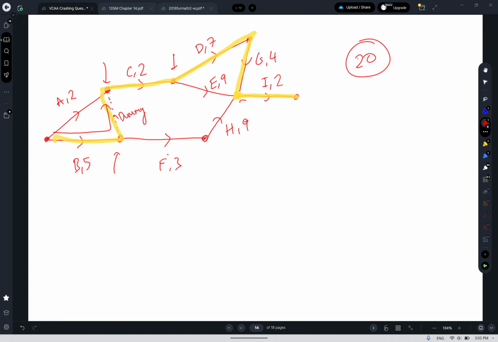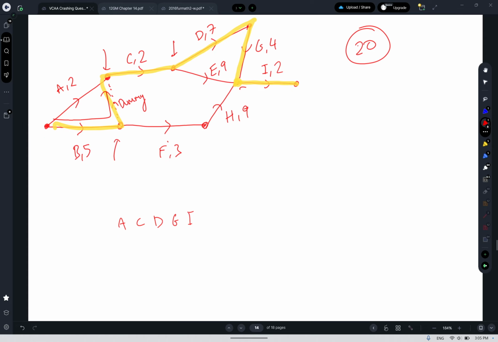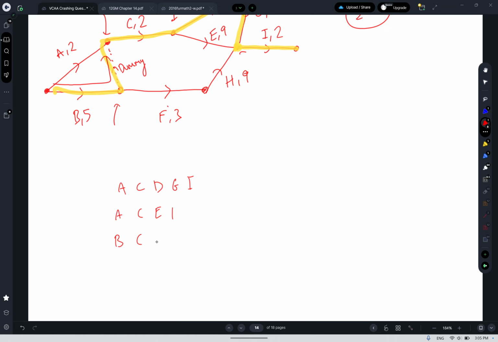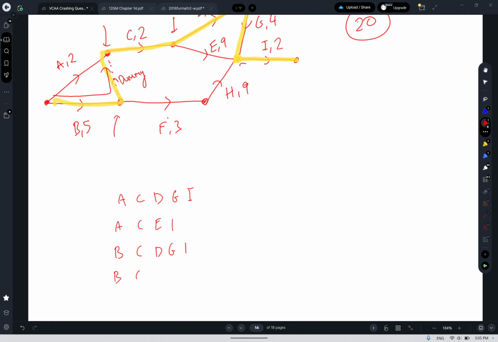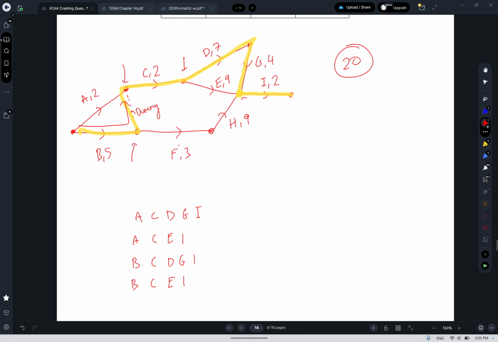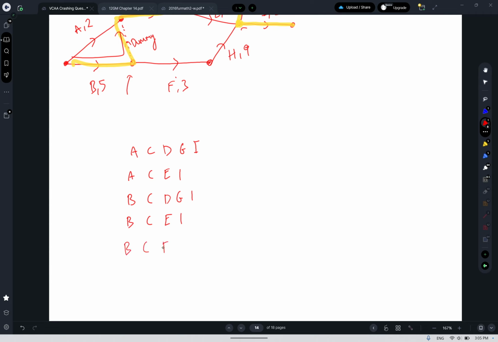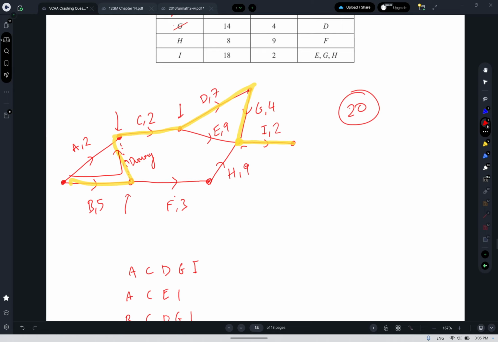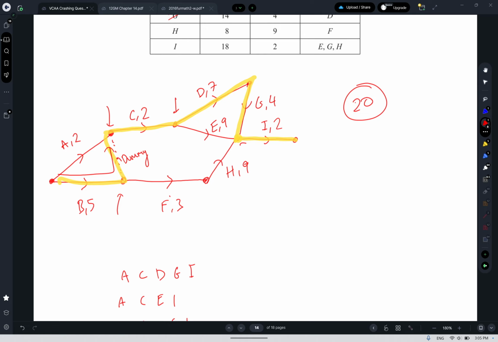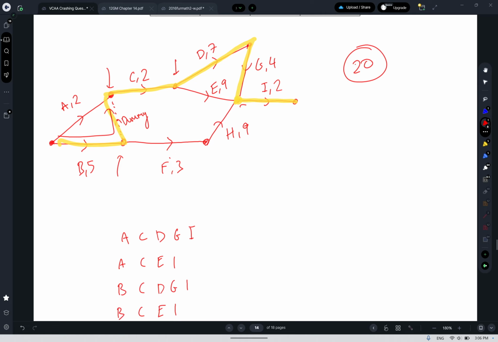So writing all the routes down, we've got A, C, D, G, I, and then A, C, E, I. And then we have B, C, D, G, I, so the same except B, and then B, C, E, I as well. And then we have B, F, H, I. I think that's all of them. It's not too bad actually. So that's all the routes.